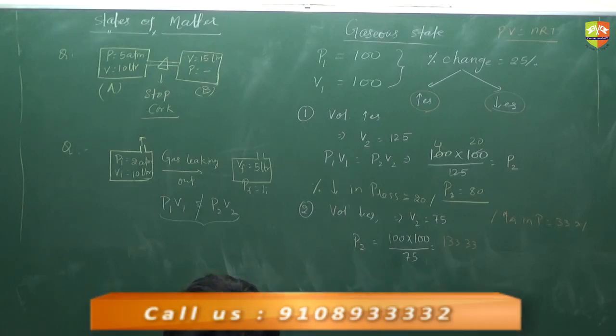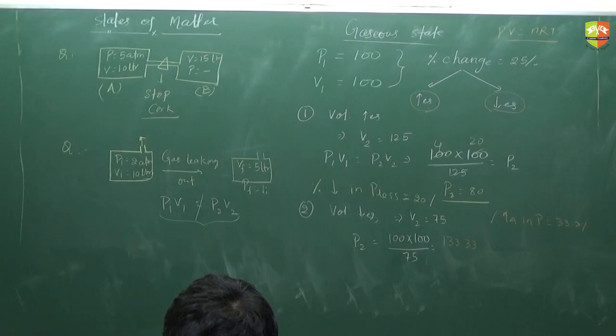at 1 atmospheric pressure is 1 liter. When the pressure increases by 100%, the volume becomes 625 ml. Calculate the volume of each marble.